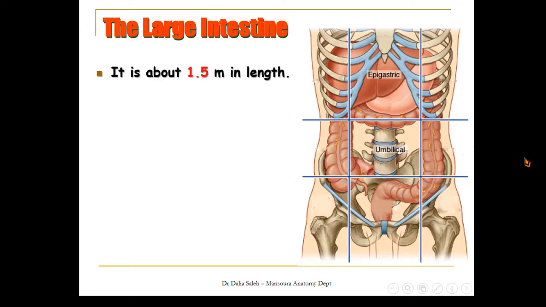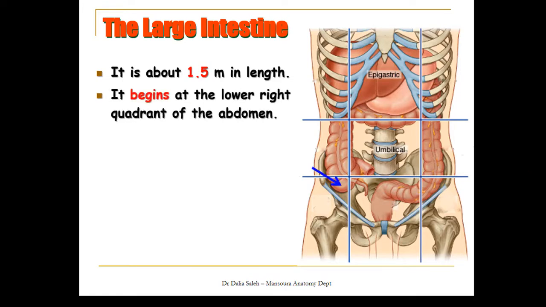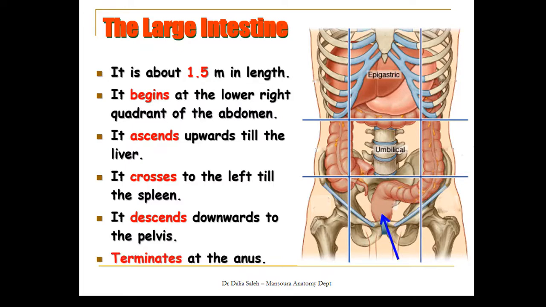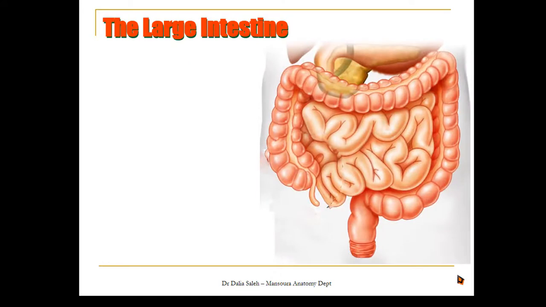It's about 1.5 meters in length. It begins at the lower right quadrant of the abdomen, ascends upward till it reaches the liver, and then crosses the abdomen from right to left till it reaches the spleen, and then descends downwards into the pelvis, and finally terminates at the anus. So the large intestine is formed of the following parts.